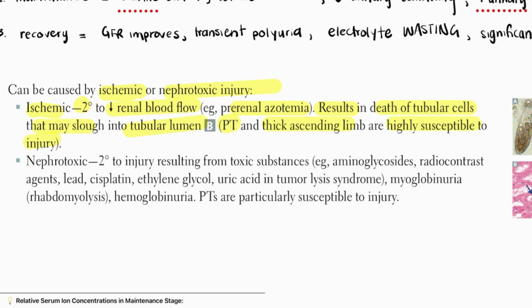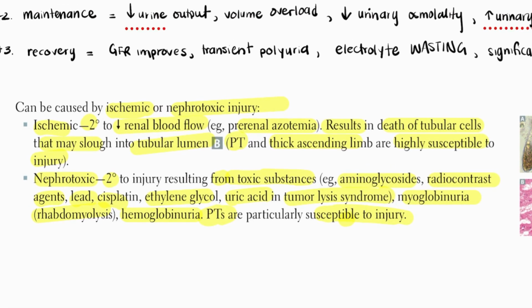Another cause of acute tubular necrosis can be nephrotoxicity. So that could be secondary to toxic substances. So very common causes are aminoglycosides, so very important to remember. Radio contrast as agent, lead, cisplatin, which is an anti-cancer drug, ethylene glycol, uric acid in tumor lysis syndrome, myoglobinuria, rhabdomyolysis when your muscles start breaking down, hemoglobinuria. So in this case, nephrotoxic causes the proximal tubule are very susceptible to injury. So again, acute tubular necrosis, your tubules are falling apart. It can be due to lack of oxygen or if there's something that's nephrotoxic.